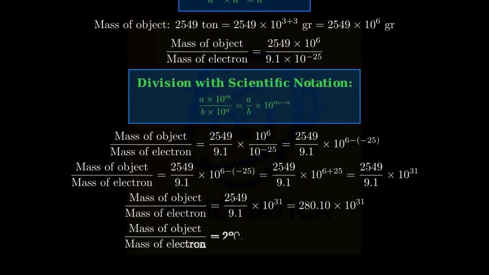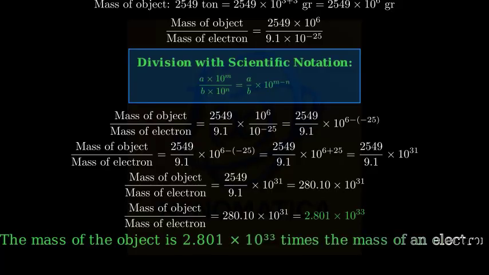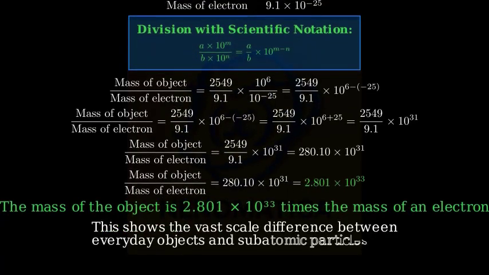We can write this result in scientific notation as 2.801 times 10 to the power of 33. Therefore, the mass of our 2,549-ton object is approximately 2.801 times 10 to the power of 33 times greater than the mass of a single electron. This demonstrates the incredible difference in scale between everyday objects and subatomic particles.